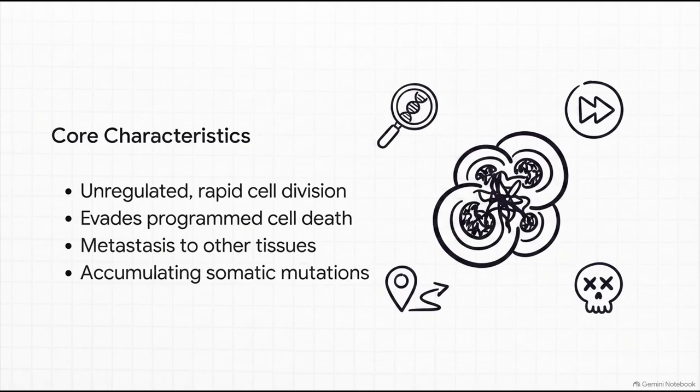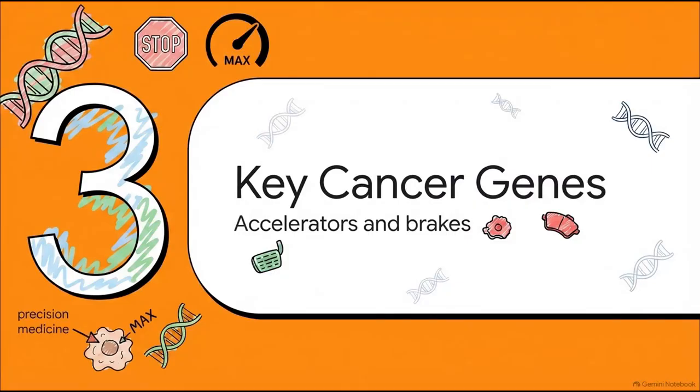This whole devastating combination of rapid growth, immortality, and spreading is exactly why cancer is so incredibly difficult to treat and why early screening is absolutely vital. Section 3. Proto-oncogenes and tumor suppressors. Think of these as the accelerators and brakes of the cell.